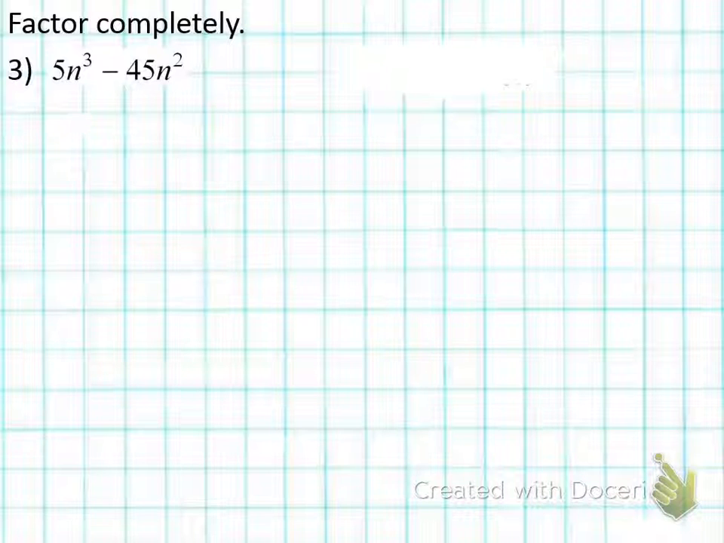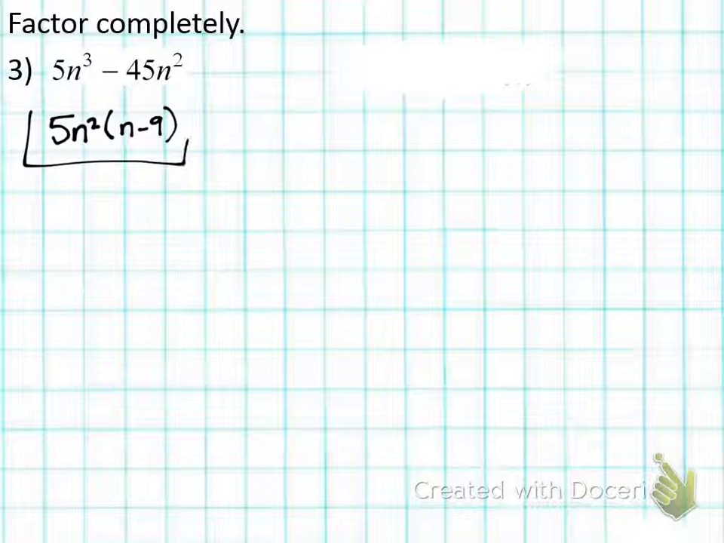5n squared, okay, so it's going to be 5n squared times what? N minus 9. Do you agree? Yes. Good, that's correct. Right? Because each of these has a factor of 5. That's your greatest common factor for the coefficient. In regards to n squared and n cubed, you always take the smaller exponent. So n to which power is smallest? N squared. Okay? As long as there are n's in each term.